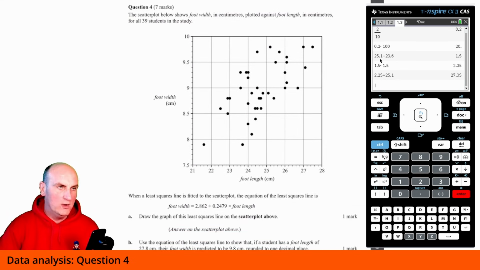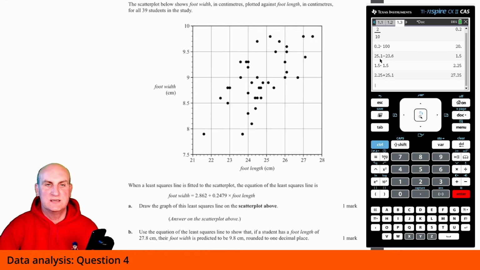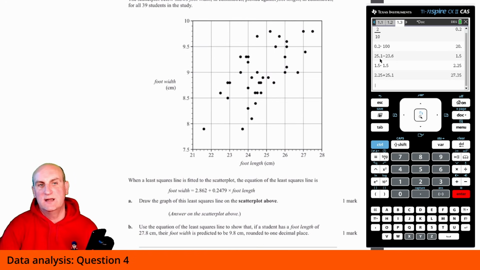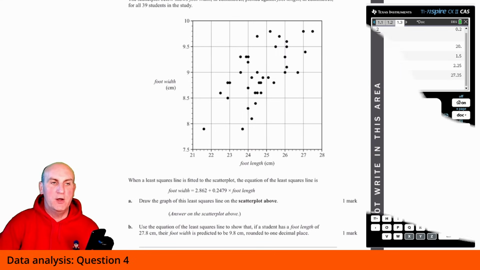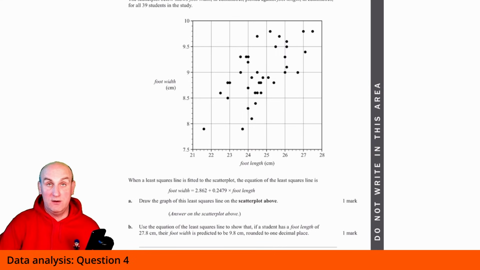Question number 4. What have we got? The scatter plot below shows foot width in centimeters plotted against foot length in centimeters for all 39 students in the study. When a least squares line is fitted to the scatter plot, the equation of the least squares line is that. Draw the graph of the least squares line. This comes up over and over again, and it's sad how many people don't know how to answer this. Hopefully you've watched this video, and I see this pretty much every single year.